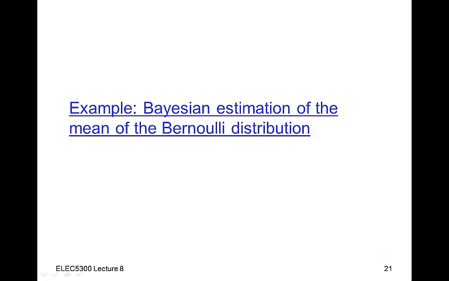This is part 4 of lecture 8 of Elect 5300. In the last part, we introduced the intuition of Bayesian estimation, and now what we'd like to do is make that intuition a little bit more formal by looking at the Bernoulli distribution that we discussed in the previous part and looking at the math.